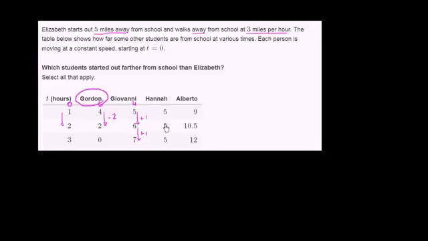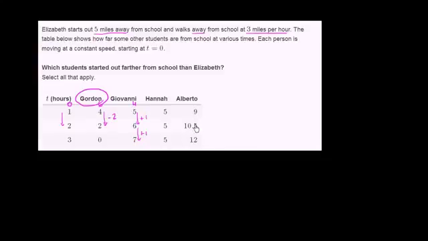Hannah, at every time, is just exactly 5 miles away from school. So she's napping or something. She is not actually moving. So Hannah started out, napping, at exactly the same distance as Elizabeth, but she did not start out farther from school than Elizabeth. So Hannah does not meet the criteria.